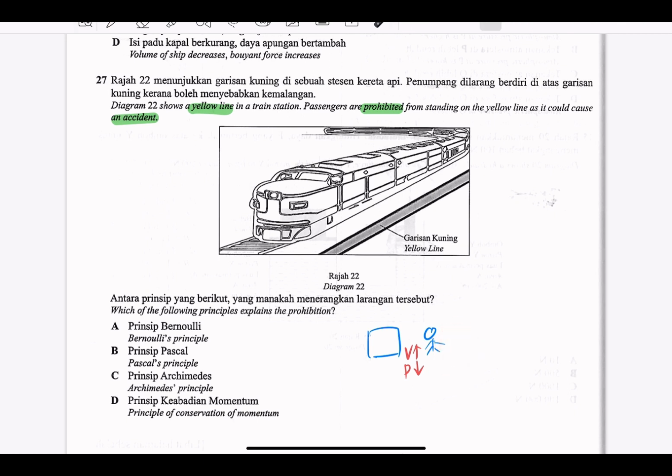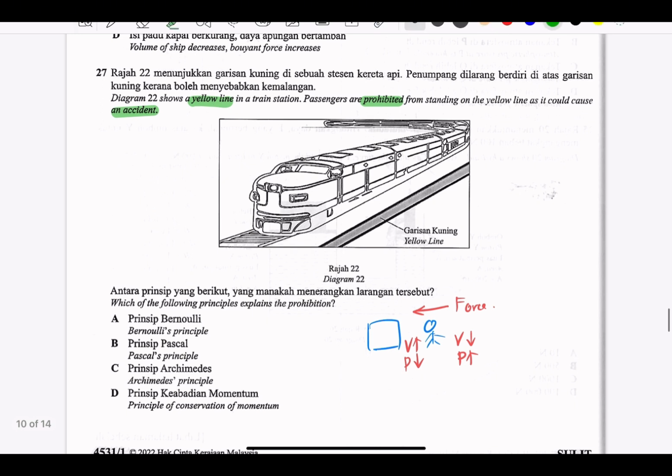Meanwhile, the air behind the passenger is not moving. The velocity decrease, the pressure increase. There's a difference of pressure. So there will be a force pushing from the high pressure to the low pressure. Okay, there's a force. Not buoyant force, there's a force. So this force will push the passenger towards the train. So it can be dangerous. So this is about the Bernoulli principle.